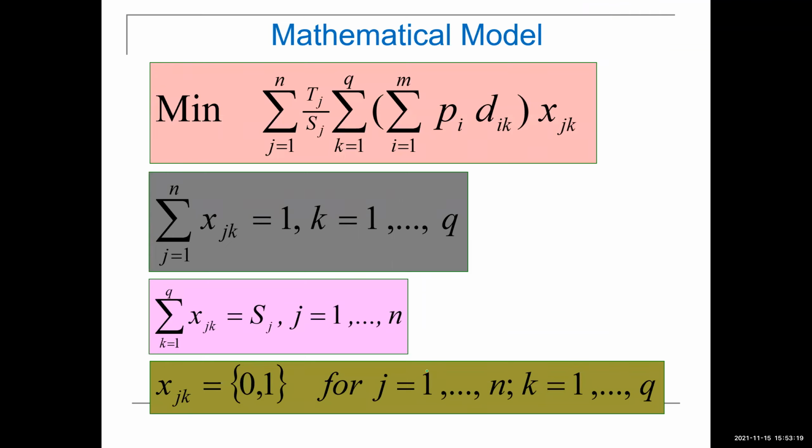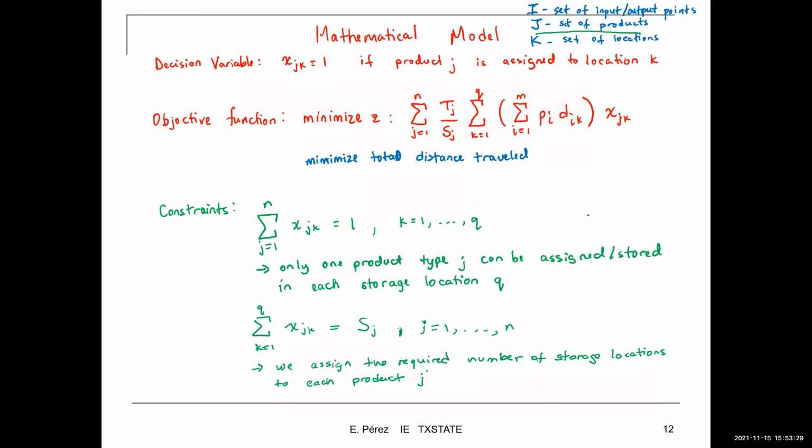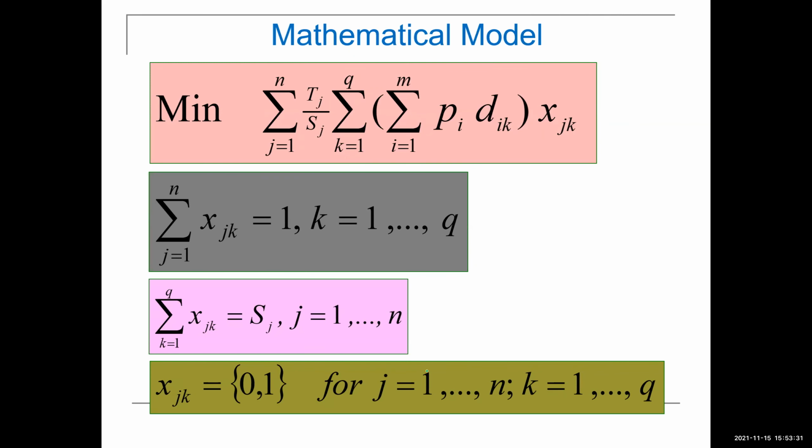Okay, so this is the same mathematical model, just in a clean version, the same thing that we defined here, but just the equations. So we have the objective function. Again, xjk is our decision variable. So we are making the decisions based on the total distance traveled. We want to minimize that.